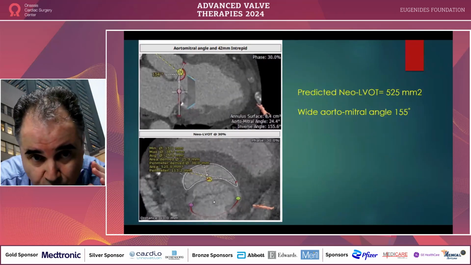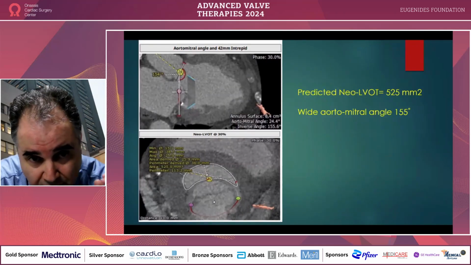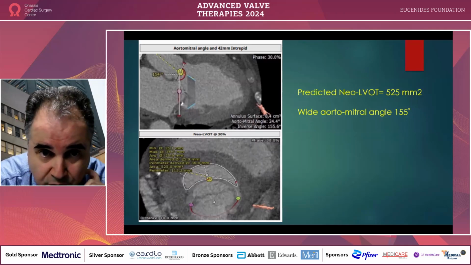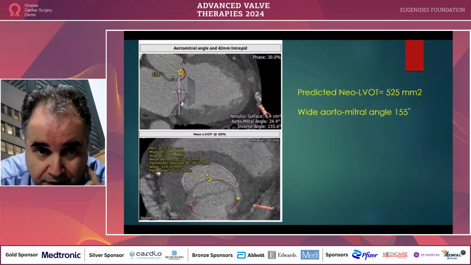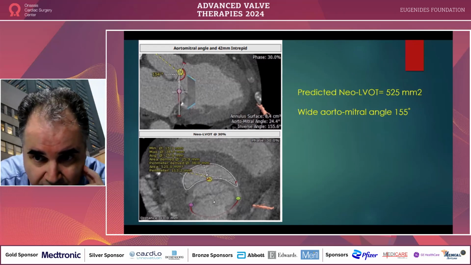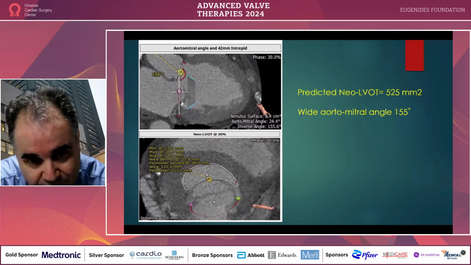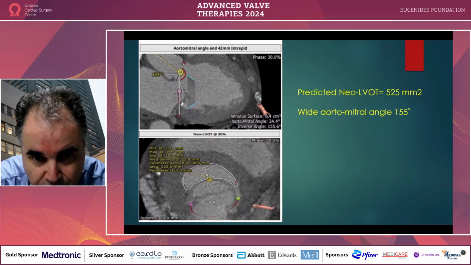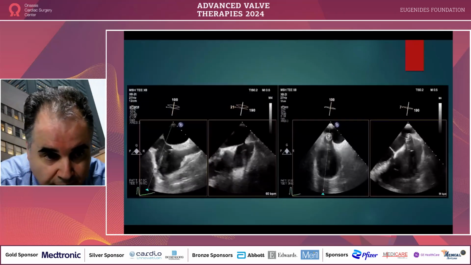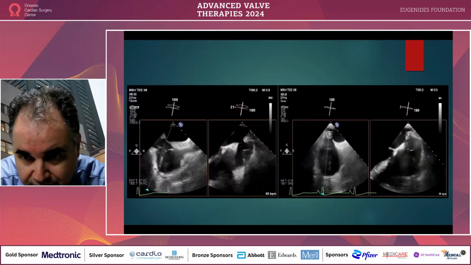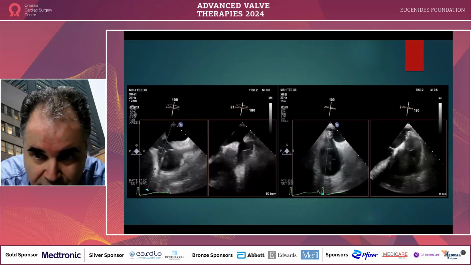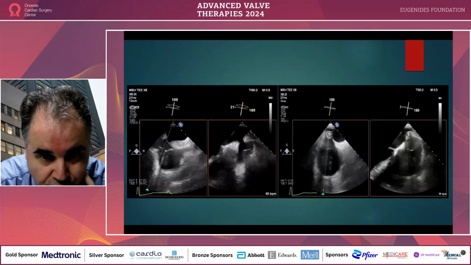Also the aortomitral angle, in this case everything was favorable. Aortomitral angles, you want to be wide, more than 120 degrees. In this particular case it was 154, and the neo-LVOT was 525. No risk for LVOT obstruction. Again, transseptal function is very critical. This is a safe device to cross the septum.